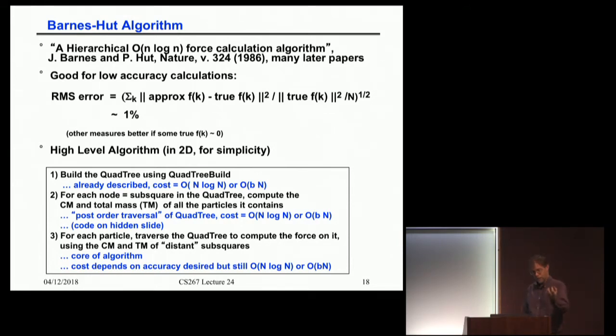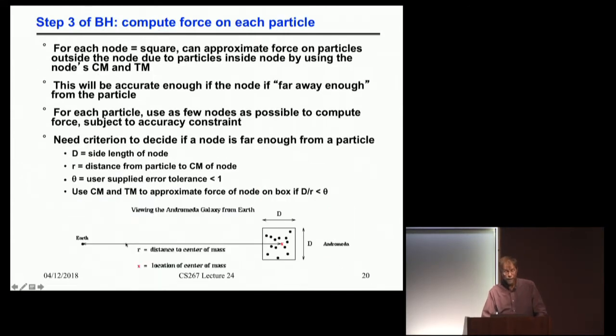I can approximate you by your mass and center of mass. And so for each particle that I do, I will traverse the tree once. Only a little piece of the tree. So this is where the core of the algorithm is. So let me describe the algorithm, and then the code will be on the next slide.